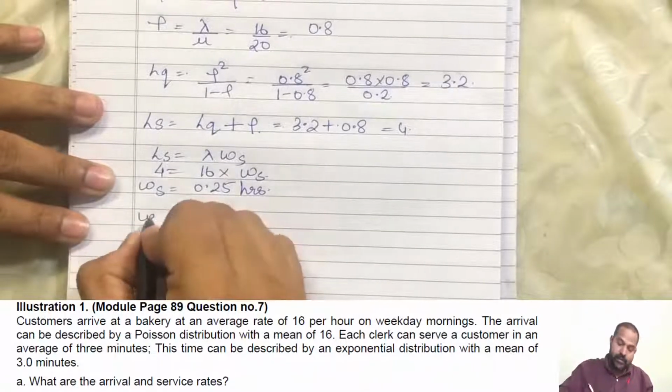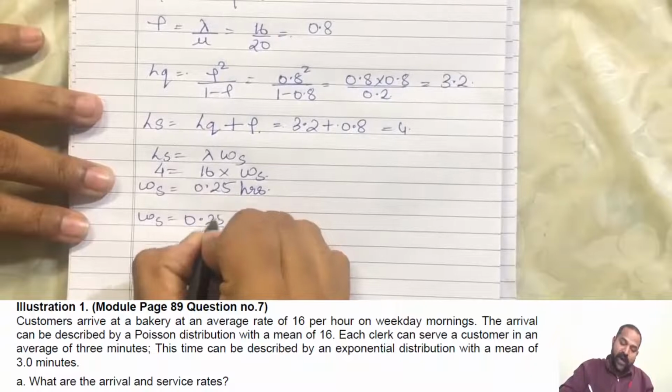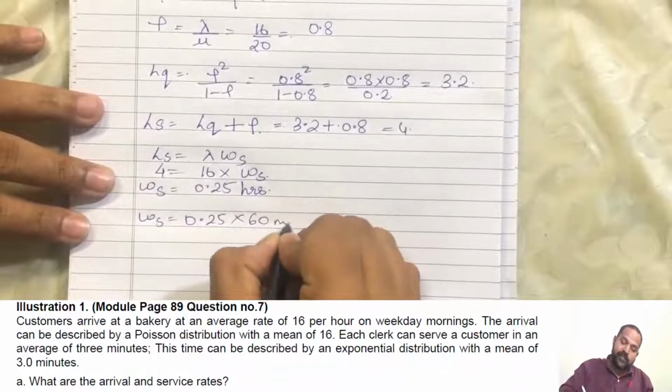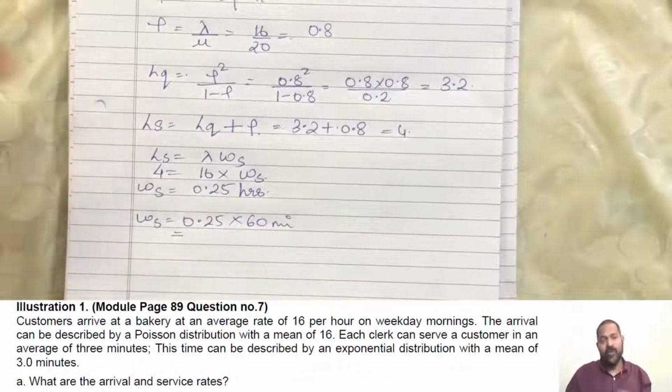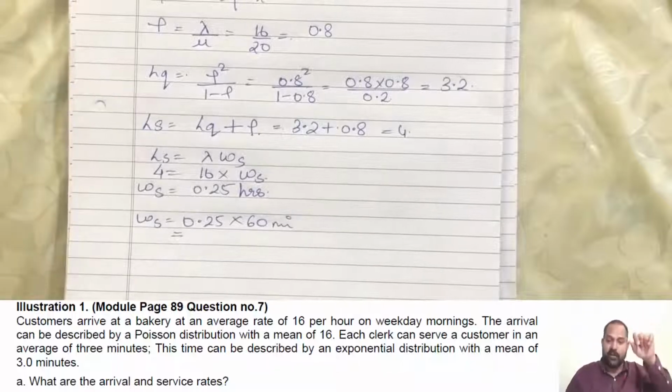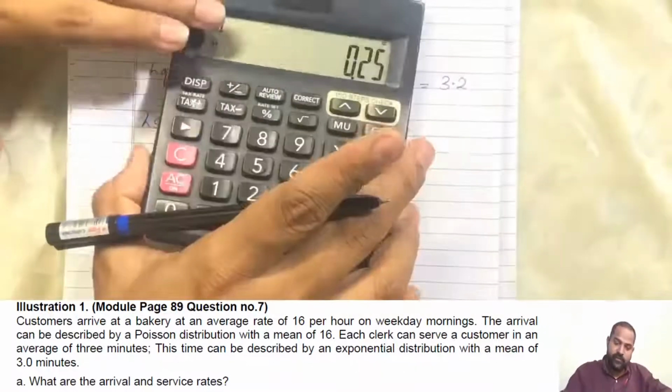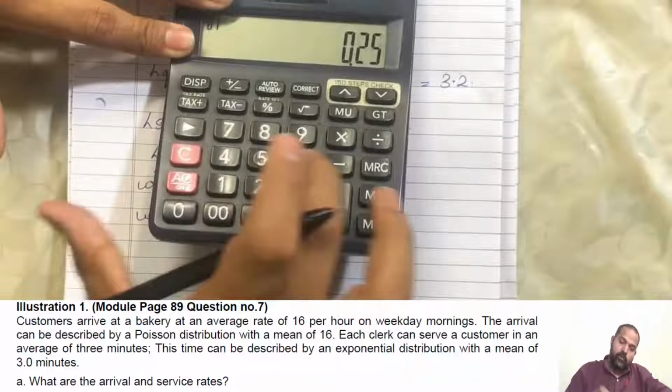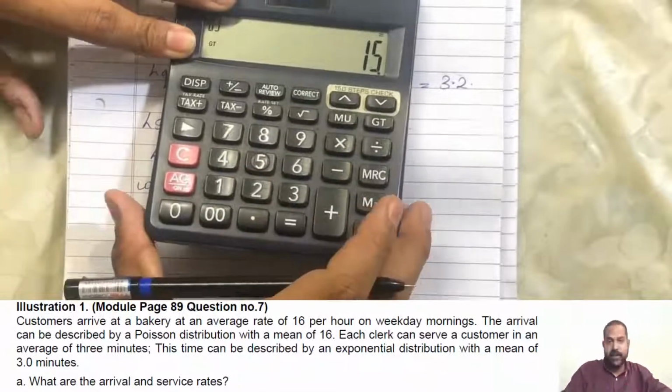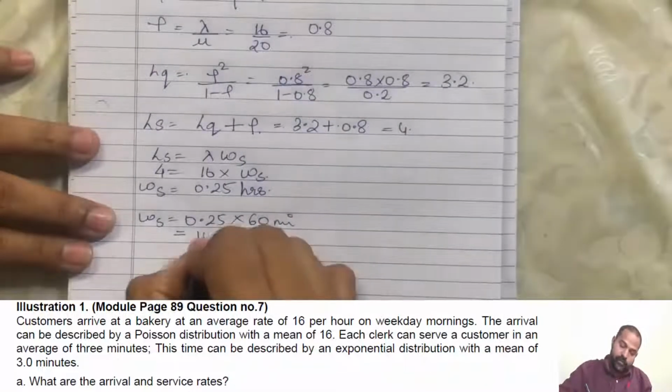But can I say 0.25 hours is 0.25 into 60 minutes? What is 0.25 hours? It's quarter of an hour. What is quarter of an hour? 15 minutes. So 0.25 into 60. The answer is 15. 15 minutes.